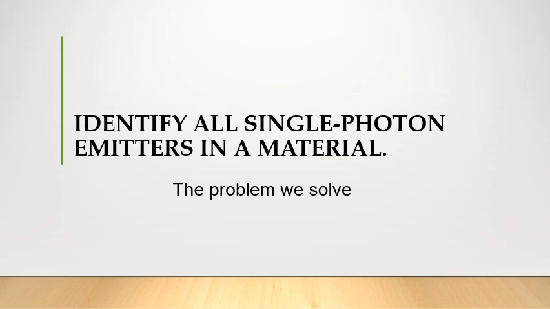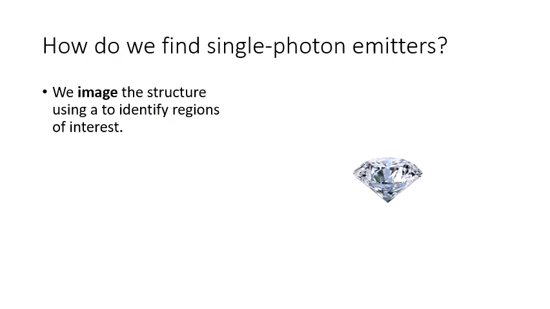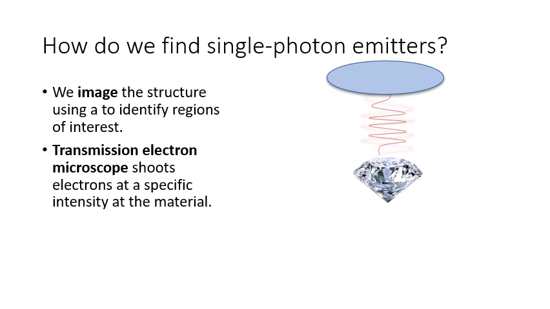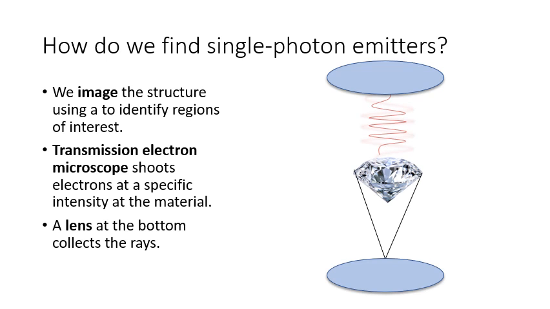So the main problem we are out to solve is identifying all single photon emitters in a given material. Now, how do we go about doing that? Well, we can just take the image of the material. Simple, right? Not quite. To get to the atomic resolution we are looking for, we use transmission electron microscopes, which shoot a bunch of electrons at a material you want to image. Then we have a lens at the bottom that collects all the waves, and we have an atomic scale image.